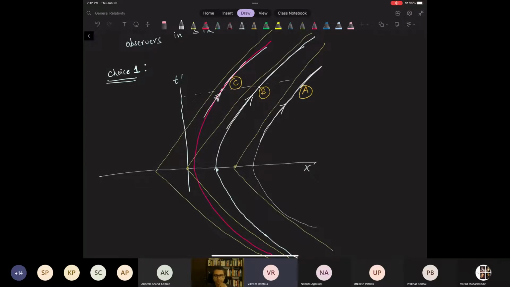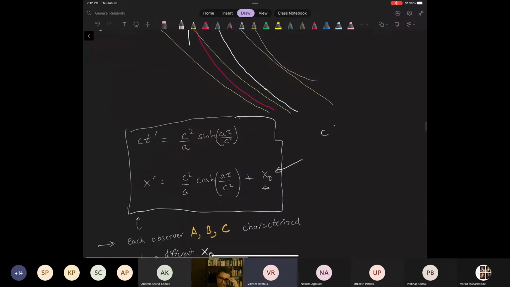Okay, and if you look at these three different trajectories, each of them basically intersects the x-axis at a different x naught, but in some sense these hyperbolas are all parallel to each other. Which means that their asymptotes are all parallel to each other, like this. Okay, so they're all just slightly shifted. Another way to see that is if I take (ct prime) whole square minus (x prime minus x naught) whole square, this is a constant, it's c square by a, up to a sign. Okay, so this is what you get.